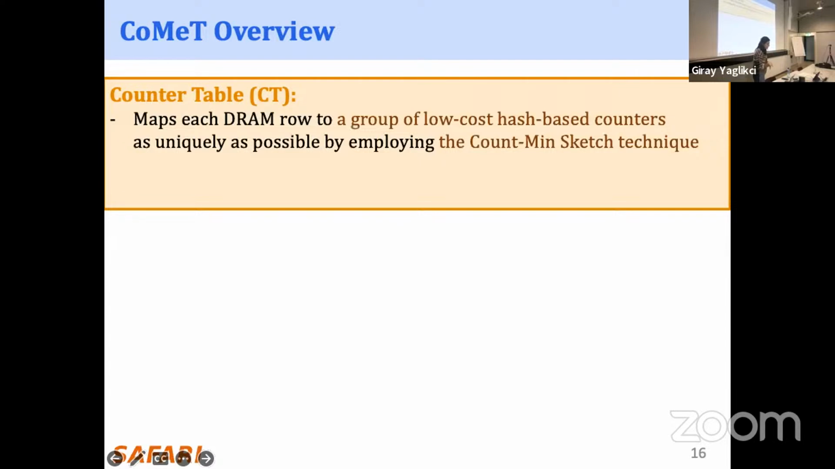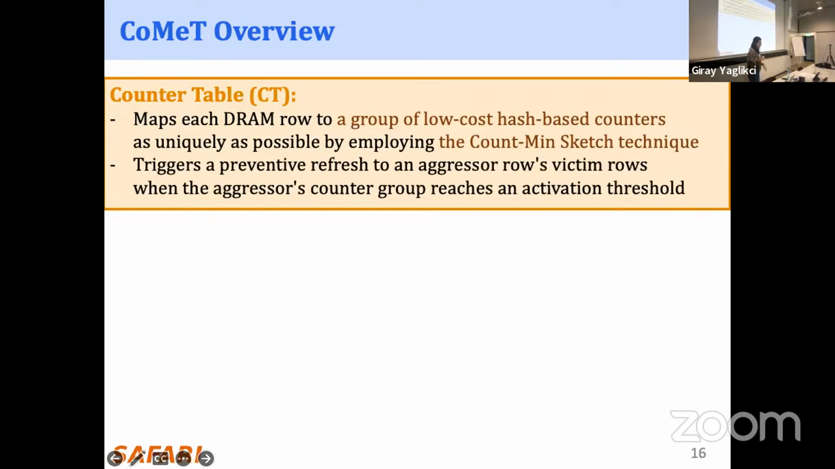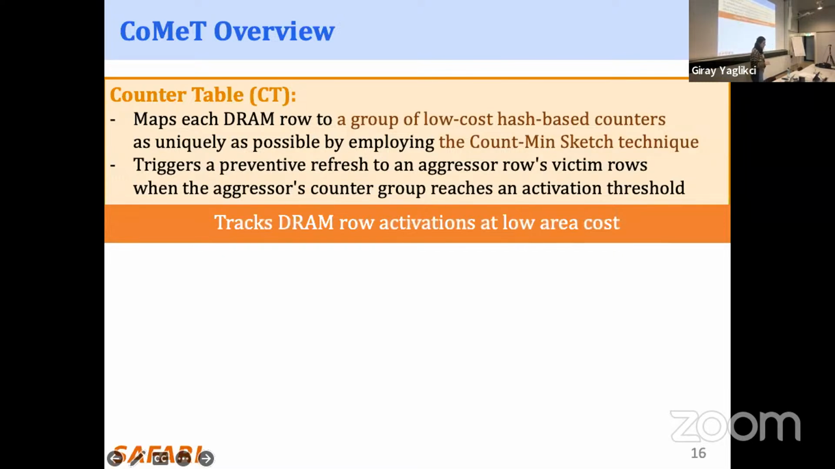CoMeT has 2 key structures. The first one is the counter table, which maps each DRAM row to a group of low-cost hash-based counters as uniquely as possible using a frequent item counting technique called the Count-Min Sketch. It triggers a preventive refresh to an aggressor row's victim rows when the aggressor's counter group reaches an activation threshold. This way, the counter table tracks DRAM row activations at low area cost.